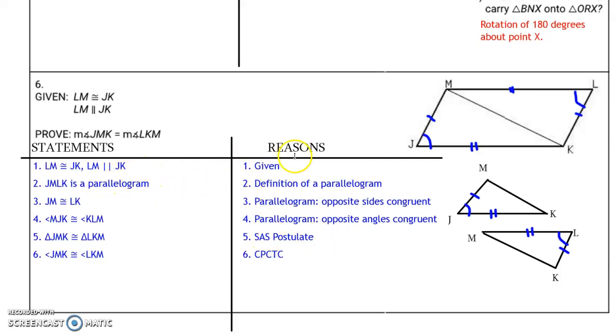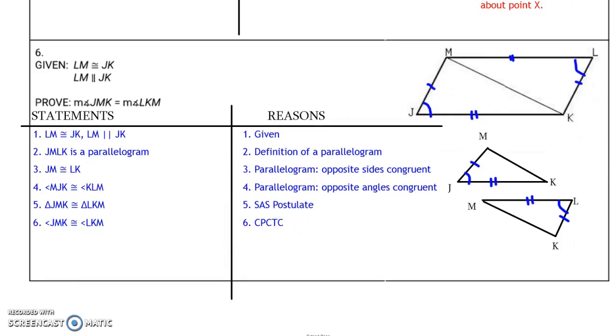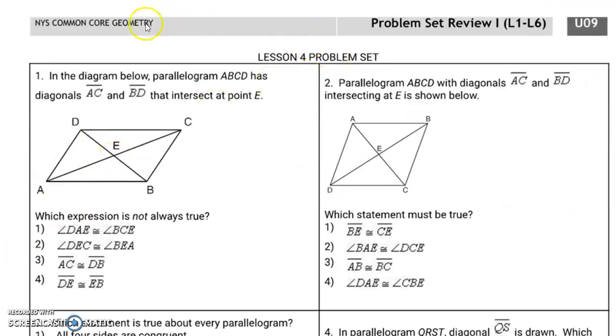This one was a little tricky because we had to first prove that it was a parallelogram. Luckily, a parallelogram is any quadrilateral with 2 opposite sides that are congruent and parallel. So as long as we knew that, we knew it was a parallelogram. And then CPCTC, our old friend from the triangles unit. All right, moving on to lesson 4 problem set.